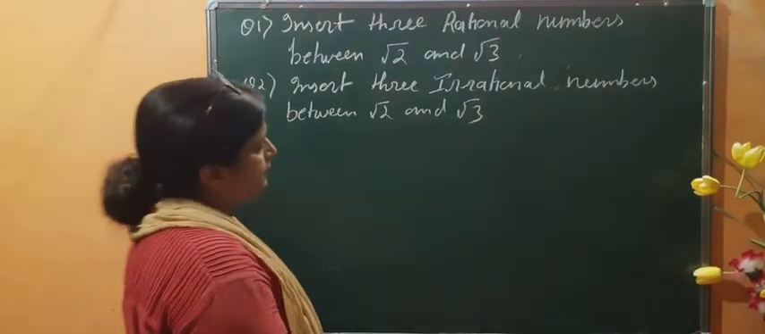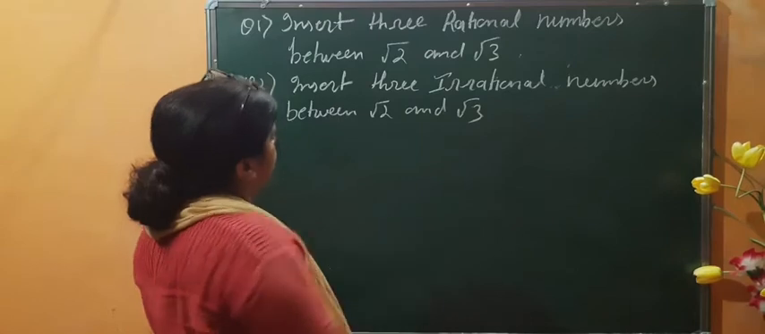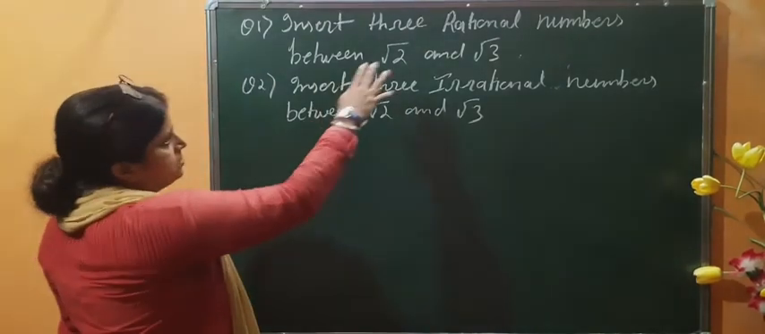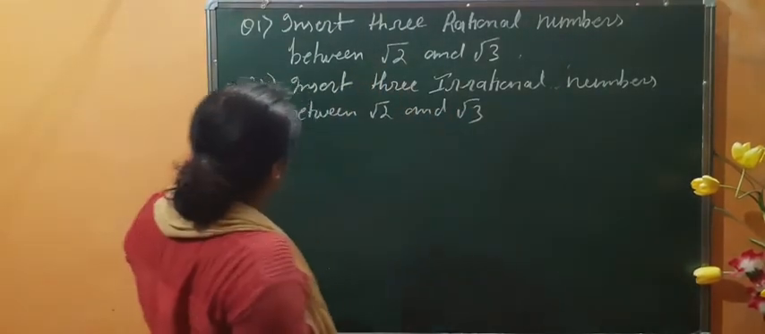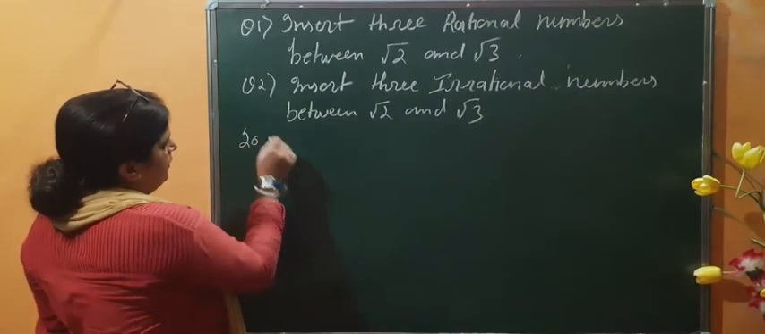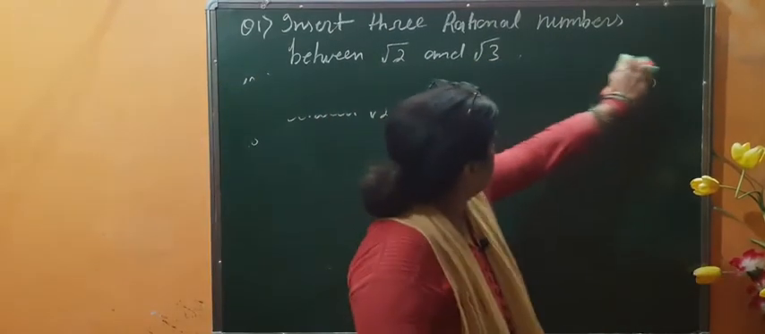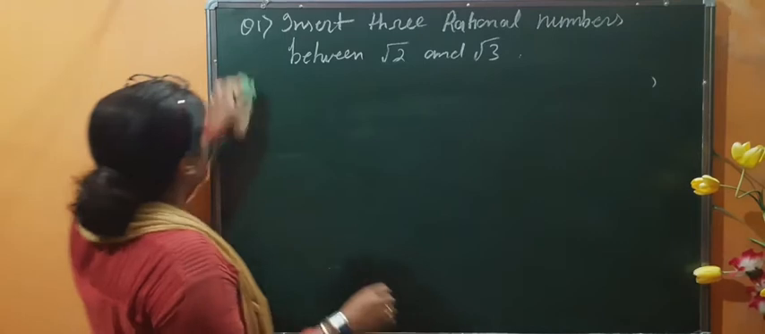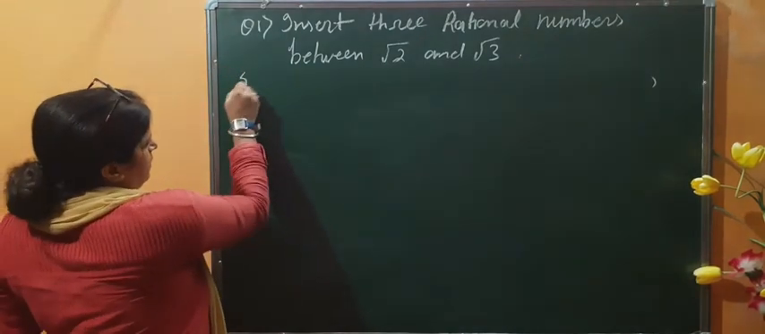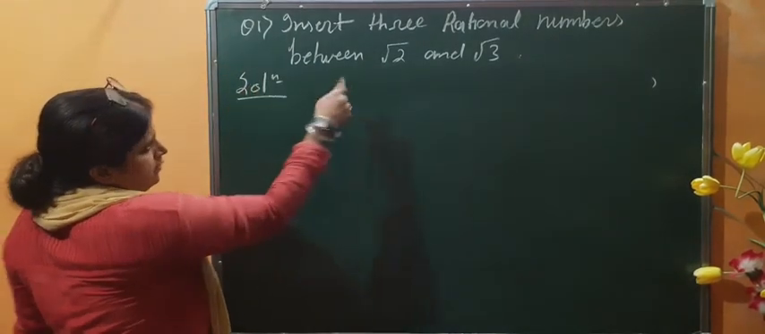So I am going to explain that. First of all, I will start with the first one, that is, insert three rational numbers between root 2 and root 3. First question we will solve. First of all, we will try to convert root 2.